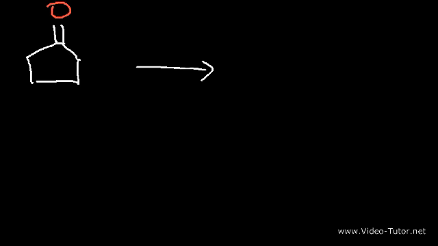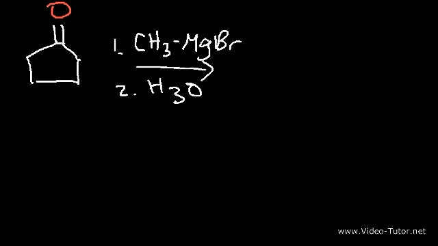Now let's start with cyclopentanone. And we're going to react it with a Grignard reagent, in this case, methyl magnesium bromide. In the second step, we're going to add H3O+. Go ahead and predict a product and also propose a mechanism to go from the reactant to the product.